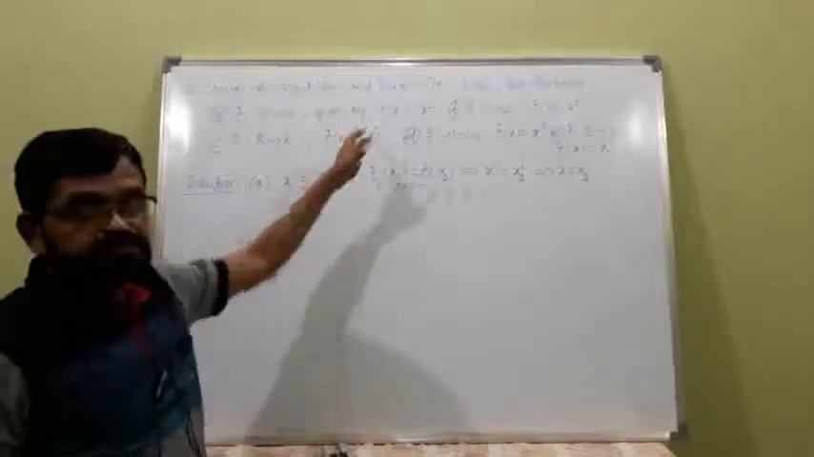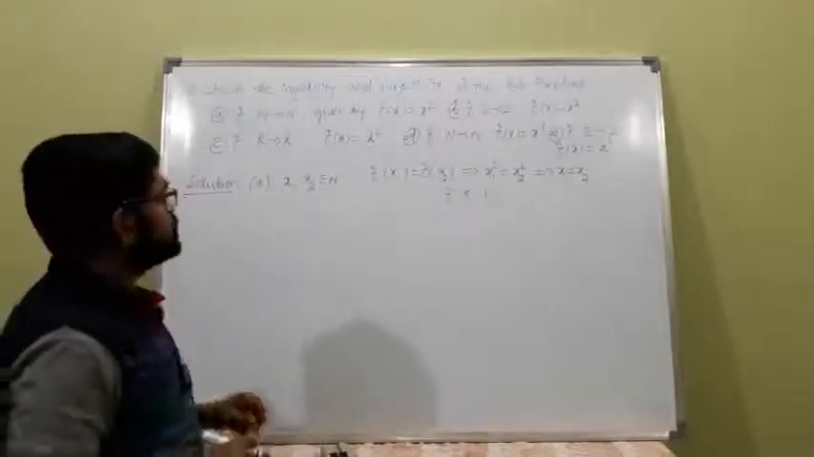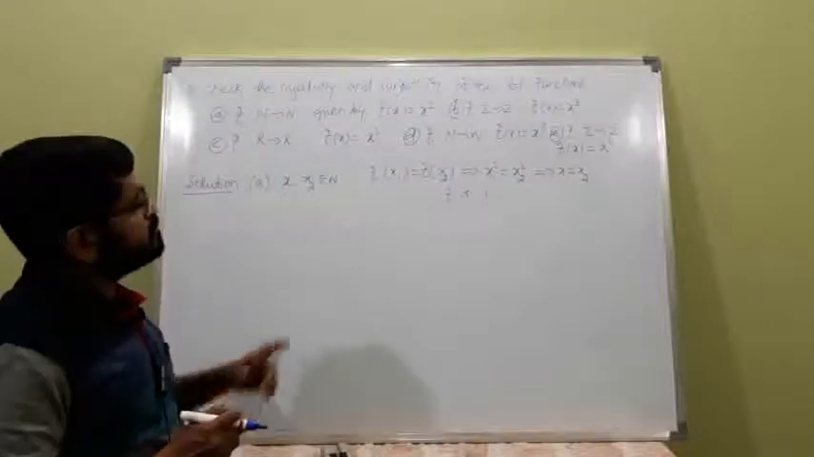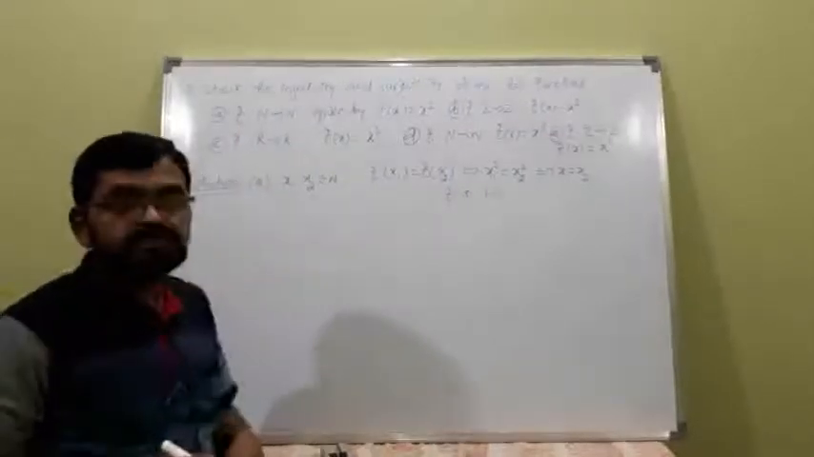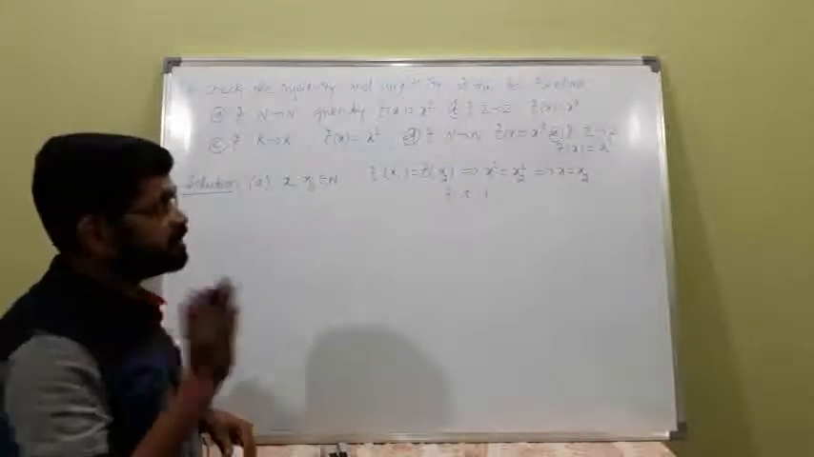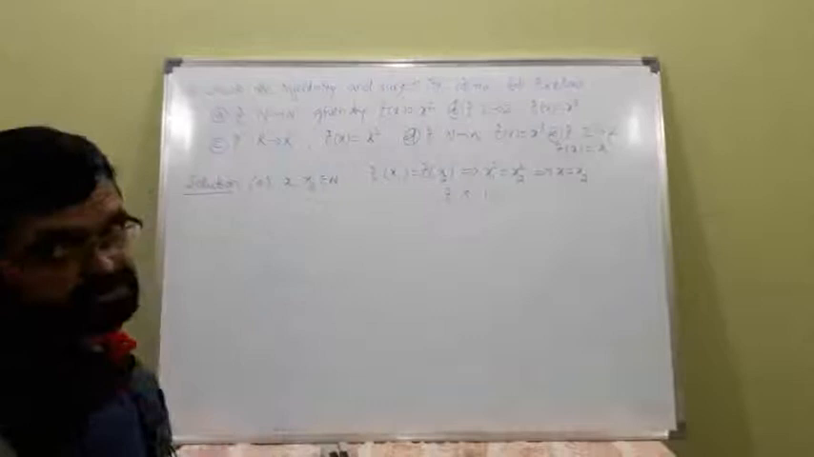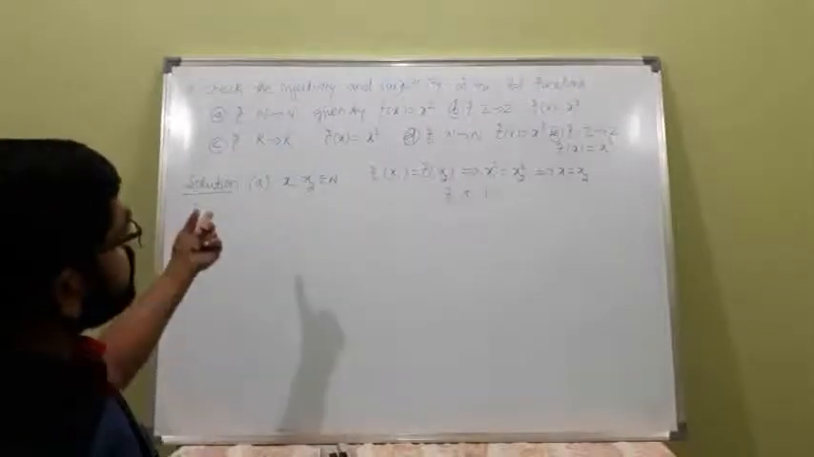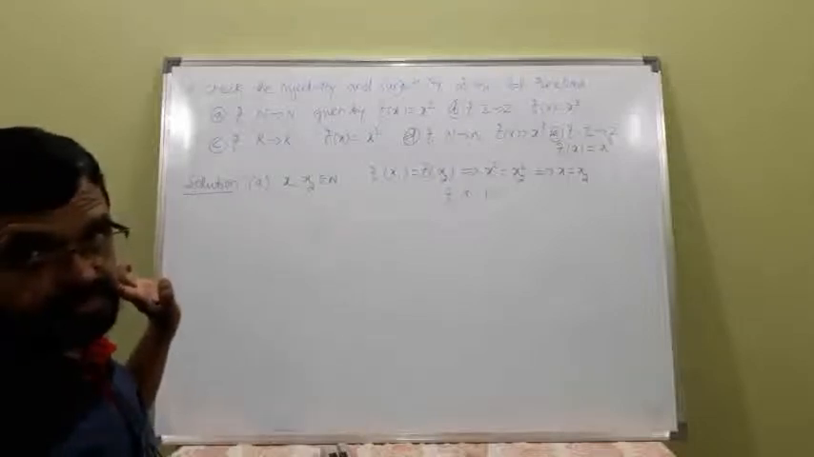To check whether it is onto or not, see, the codomain is also the set of natural numbers. There are many numbers other than square numbers. Suppose, say, 3. 3 is not the image of any number in the domain.